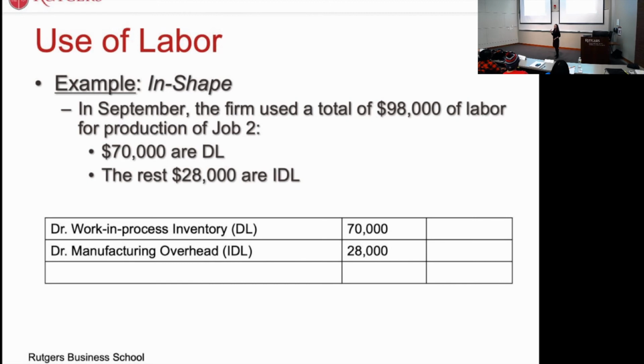Because we used all those labors, and imagine that we pay the workers on account, we will have more wages payable. More wages payable means that you credit them, because payable is a liability account. So here you credit wages payable by the total amount of the labor cost.